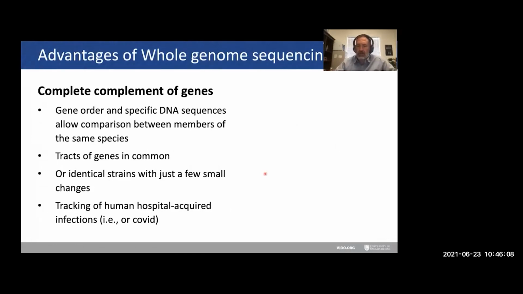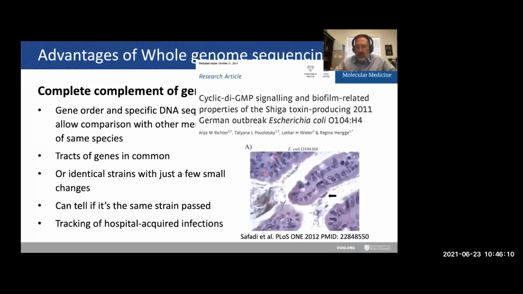And here's an example of how this worked with E. coli in a human situation. When you think of the German E. coli outbreak in 2011, it was caused by a pretty rare strain of E. coli called O104H4, which is actually something called an enteroaggregative E. coli. And what was unique about it was that it was causing hemolytic uremic syndrome, which is typically only associated with enterohemorrhagic E. coli and the Shiga toxin.